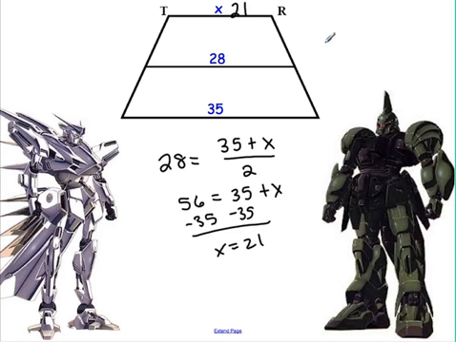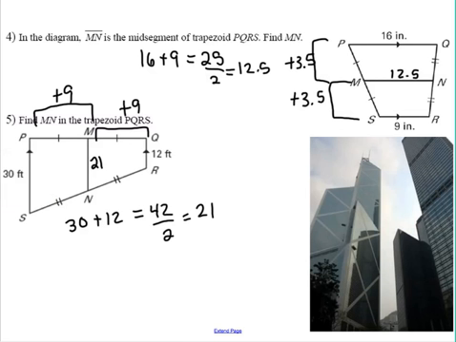To sort of check my work on this, to get from 21 to 28, I'd add 7. To get from 28 to 35, I'd also add 7. It's a good way for me to check to make sure that I did this right. So dealing with mid-segments, you can have mid-segments of triangles, and you can also have mid-segments of trapezoids. You can also have mid-segments in buildings, I guess.